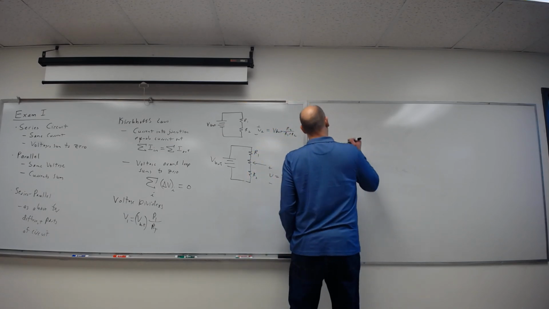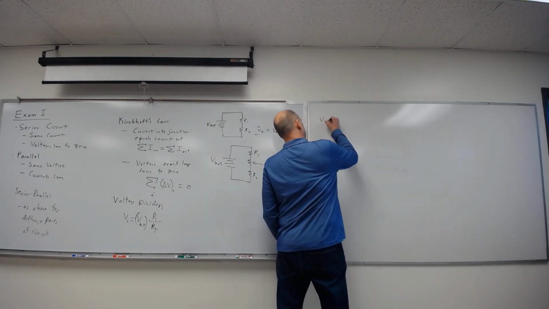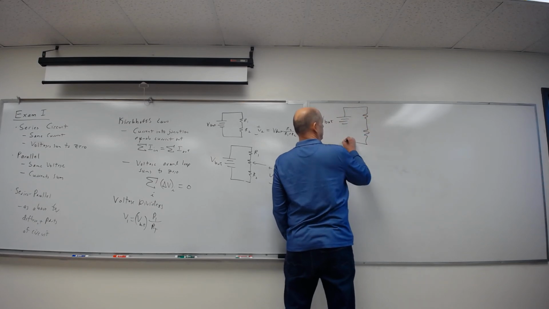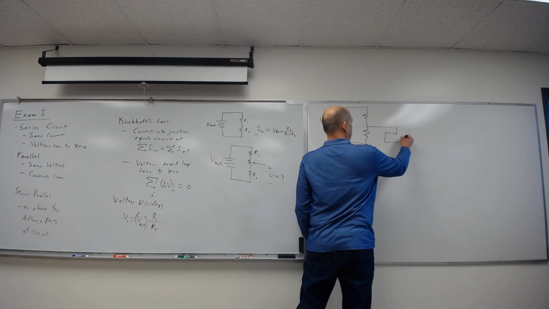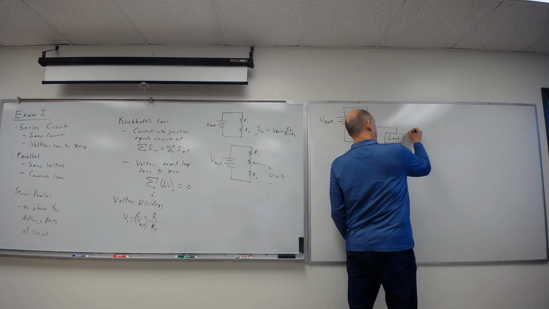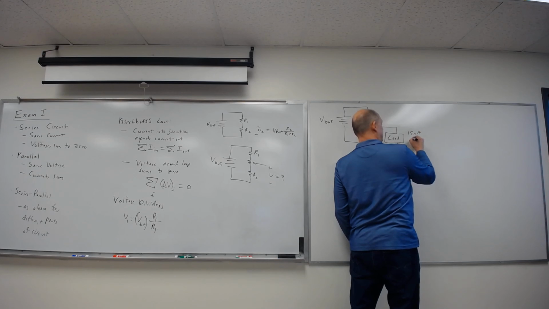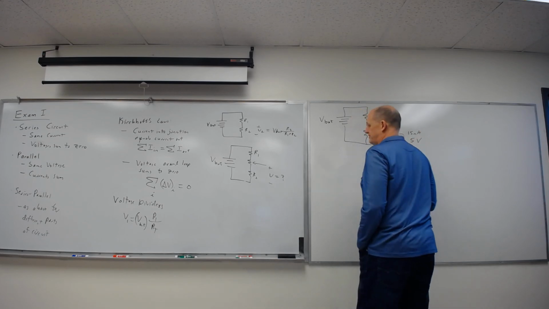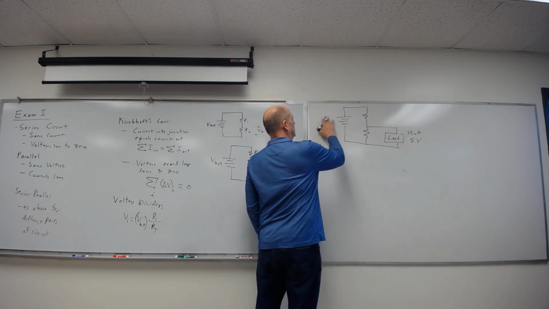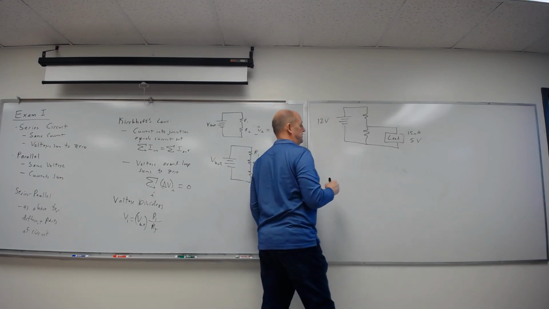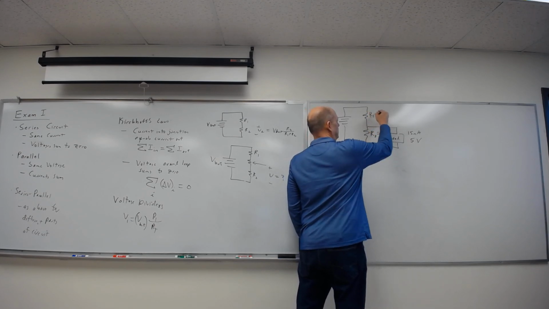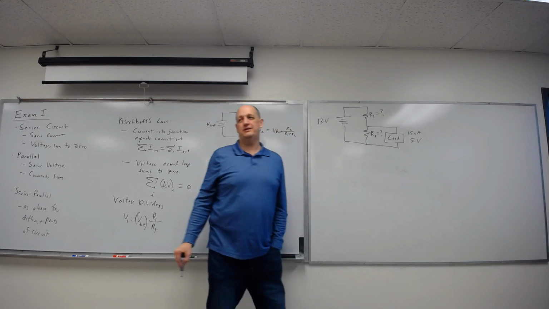Now, the next one is, well, this is great. I got a resistor. I got another resistor. Over here, I have a load. My load needs 15 milliamps and 5 volts to run. So I've got a 12-volt source. Pick my resistors. Any resistors I want.